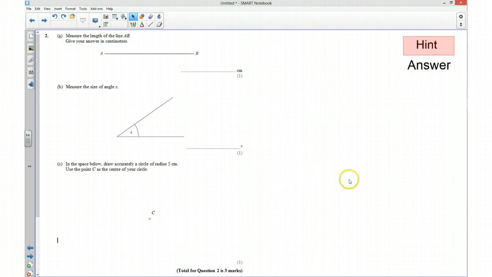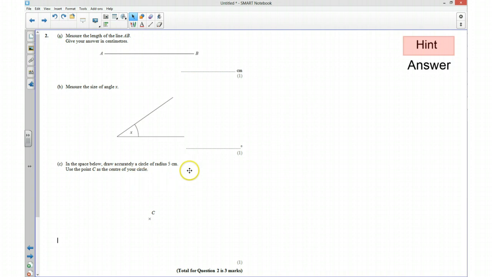Okay, question 2, I'll start off by giving you a hint. So we want to measure the line, so you will need a ruler for this. You want to measure this angle here, so you need a protractor for this. And when you're measuring the angle, you need to make sure that you put the centre of your protractor there. So whether you've got a half protractor or a full protractor, you want to put the centre there. And you want to line up the 0 along one of these lines. So if you line the 0 up along this line here, you should then be able to read off the value.